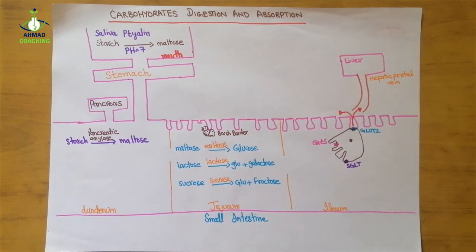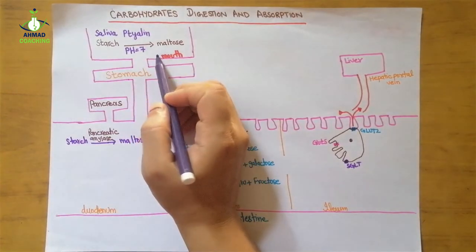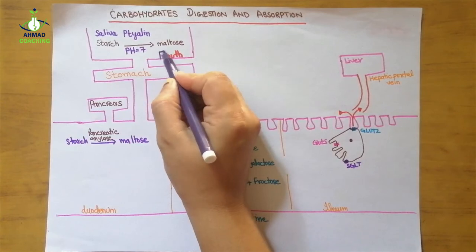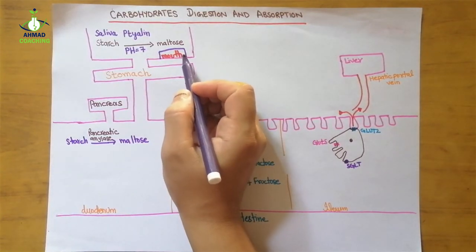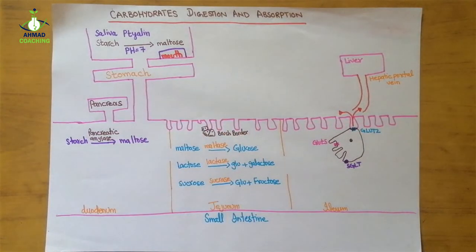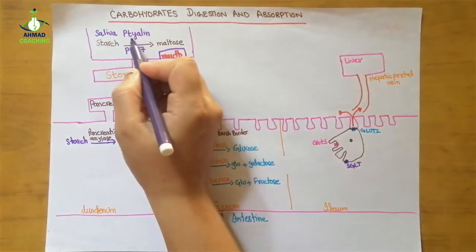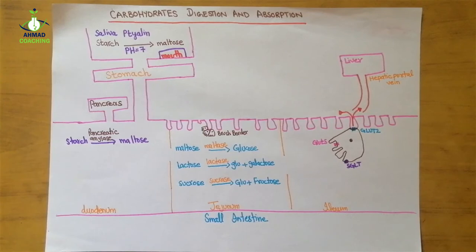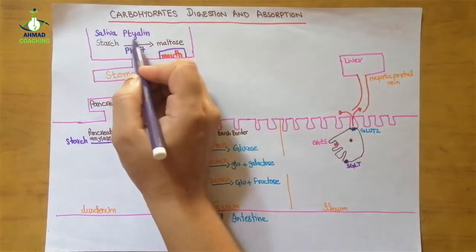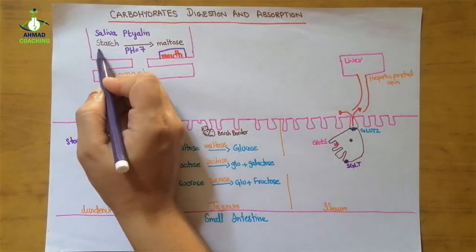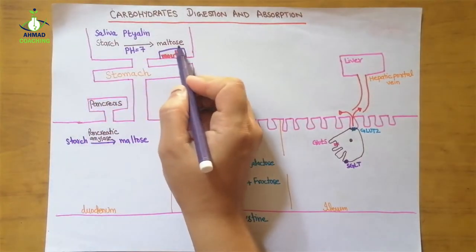The digestion of carbohydrates starts from the mouth. In the mouth we know that saliva is produced and saliva contains several types of enzymes. One of the enzymes is ptyalin, which is also known as salivary amylase. So what the salivary amylase or ptyalin is going to do is convert the starch into maltose.